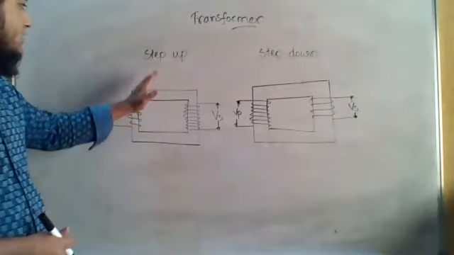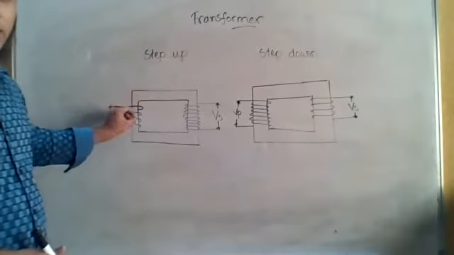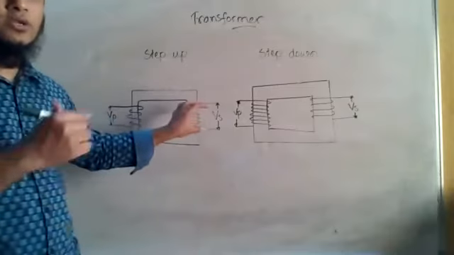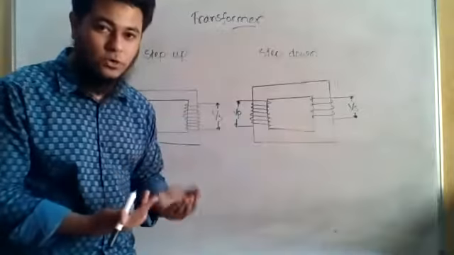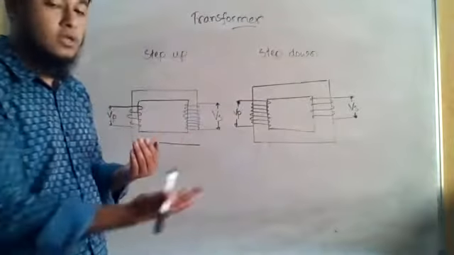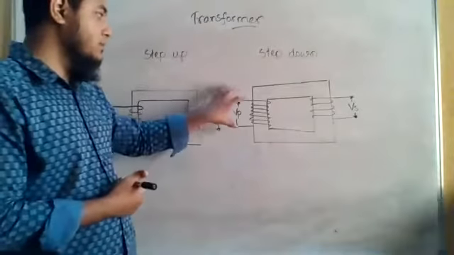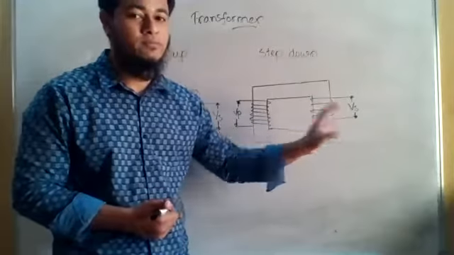So in a step up, what we have to do: in the primary coil there will be less number of windings, and in the secondary coil there has to be more number of windings. And then in a step down it will be just the opposite, because we will supply larger and we want smaller. So in the primary coil the number of windings will be higher, and in the secondary coil it will be much lower.